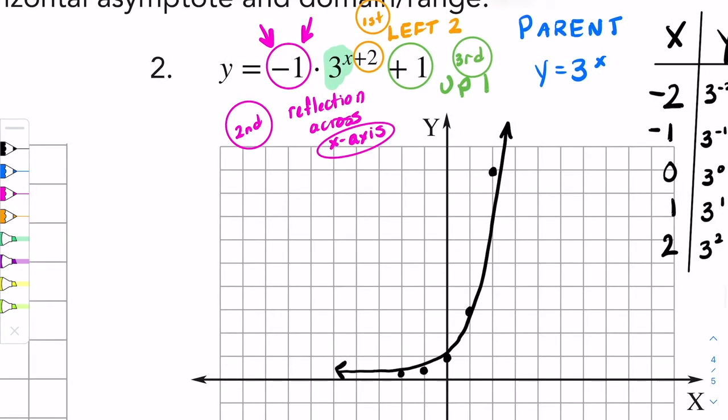Okay, let's start with our left shift. So shift this left 2 units. Every point shifts left 2.